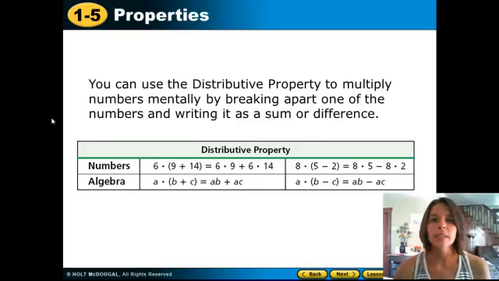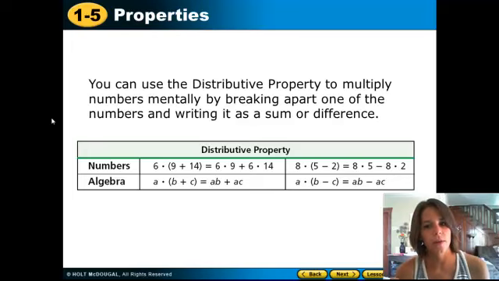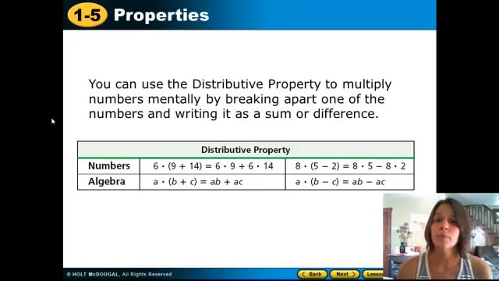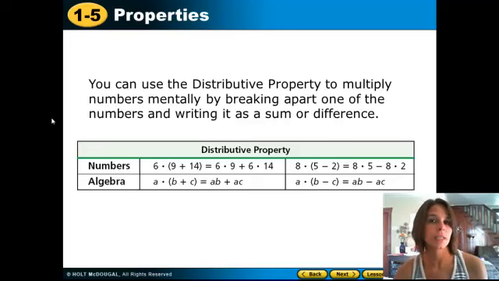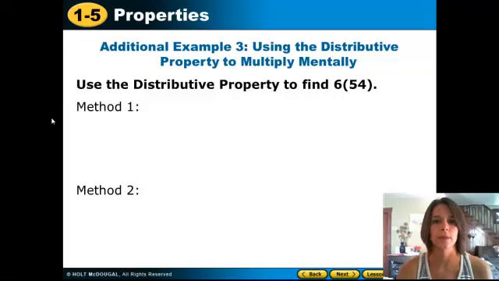Our last property to talk about today is the distributive property. I'm going to use this to multiply numbers mentally by breaking apart one of the numbers and writing it as a sum or a difference. So in numbers, I've got 6 times 9 plus 14. I can break that apart because I can mentally do the 6 times the 9 and the 6 times the 14. Maybe not mentally, but I could write it out really quickly. In the subtraction side of things, it's the same thing. I'm going to take whatever's being multiplied outside of those parentheses and distribute it to each piece and part within the parentheses or grouping symbols.